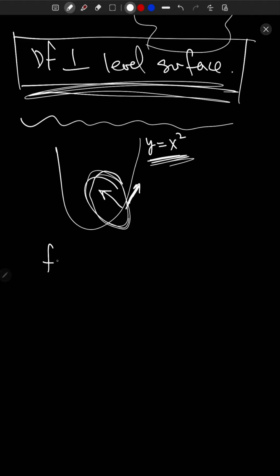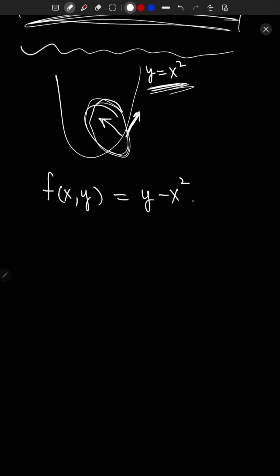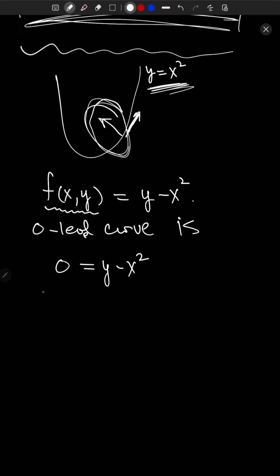And the most convenient function we could use is perhaps just something like this. What's the 0 level curve? We talked about this in one of the earlier lectures. The 0 level curve is when f is 0. So 0 equals y minus x squared. So it's going to be y equals x squared, which is our curve. All right, so that's how you go through this procedure.